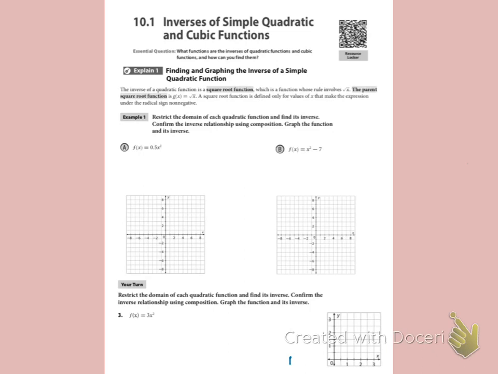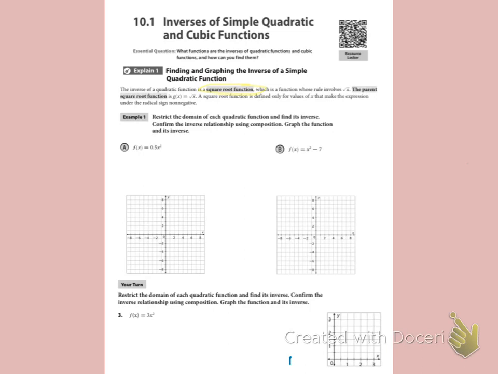So the inverse of a quadratic function will be a square root function, and we'll also look at the inverse of a cubic function, which will be a cube root function. And we're going to start off with finding and graphing the inverse of a simple quadratic function. So the inverse of a quadratic function is, as I just mentioned, a square root function, which is a function whose rule involves the square root of x.